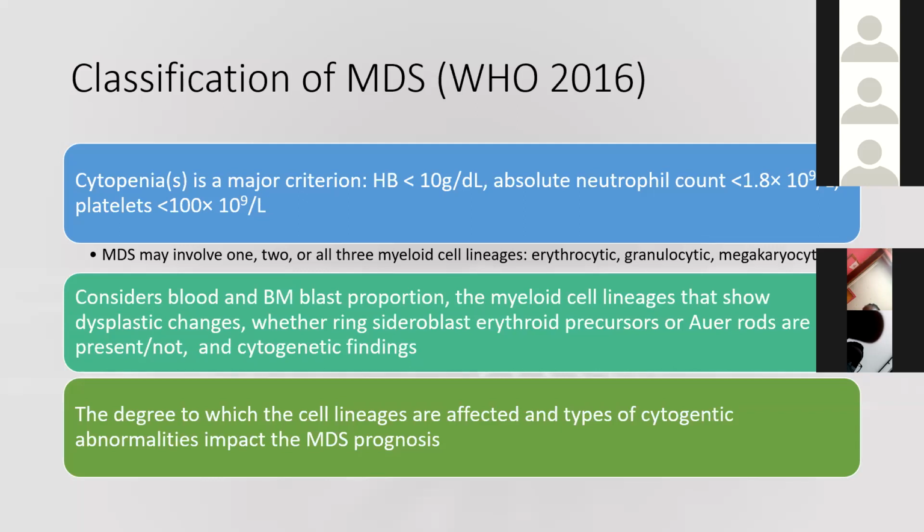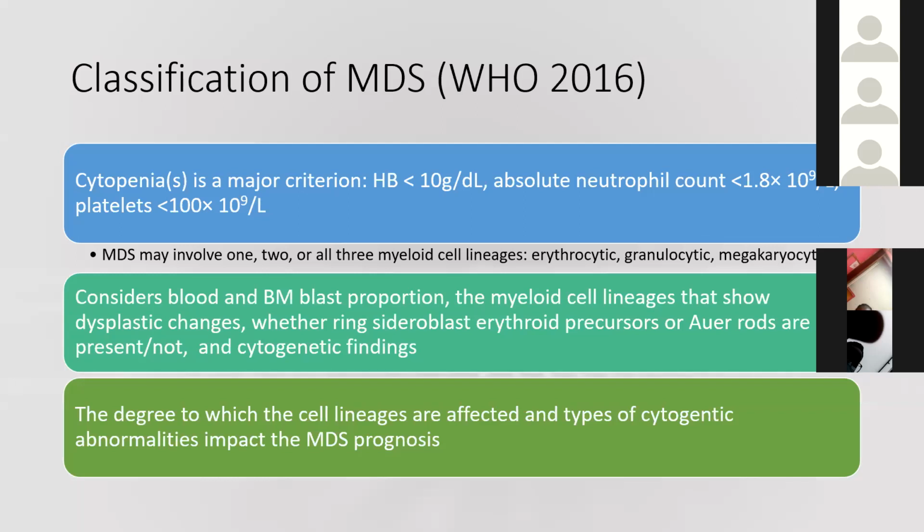So the hemoglobin will be low, less than 10 grams per deciliter in an adult. The absolute neutrophil count. Now look, I'm not talking about the percentage of neutrophils, but I'm talking about the absolute count, the actual neutrophil count. The normal we say is above 2, but in this one, in MDS, it falls to less than 1.8 times 10 to the 9 per liter. The platelet count also falls to less than 100 times 10 to the 9 per liter.